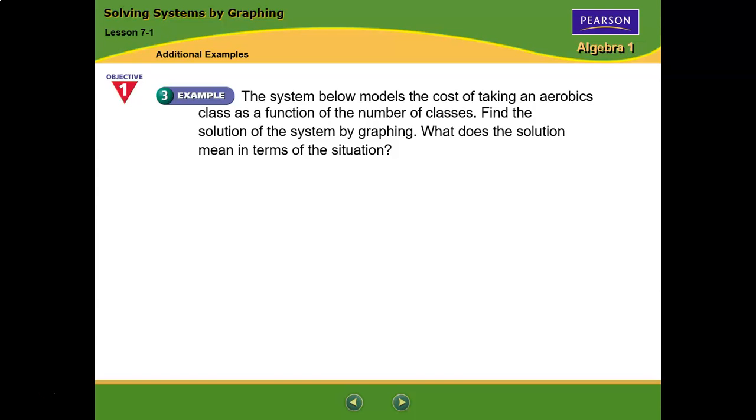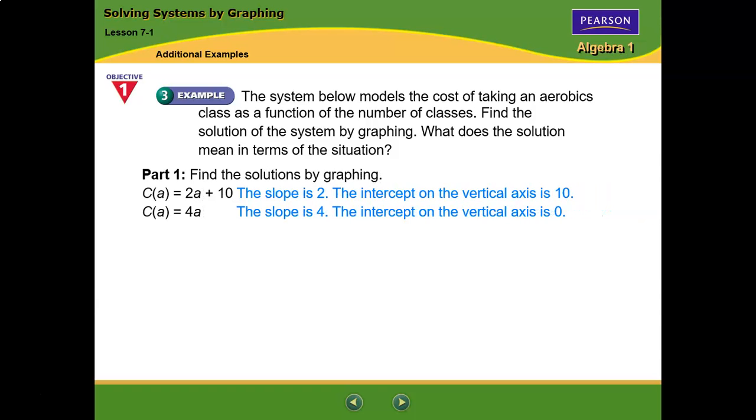Now after yesterday and the day before, you know to solve a system of equations by graphing, you simply graph the two lines and the solution is where the two lines intersect. Then they ask you to determine what the solution means in terms of the situation. Well, when we talk about the solution, we're going to be talking about where they are equal. So let's look at our system.